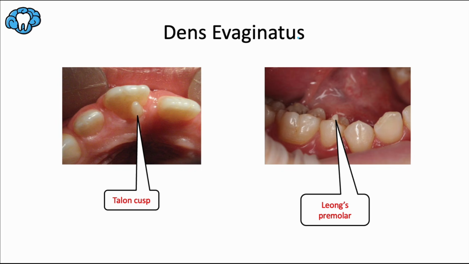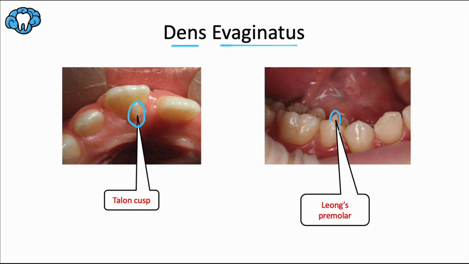Dens evaginatus. So this literally translates as an evaginated tooth. And evagination refers to a process of turning outward. It manifests as an extra or accessory cusp. It's referred to as a talon cusp when it's on the lingual surface of an incisor, and if it occurs as a fragile projection on the occlusal surface of a lower premolar, that tooth is called Liang's premolar.